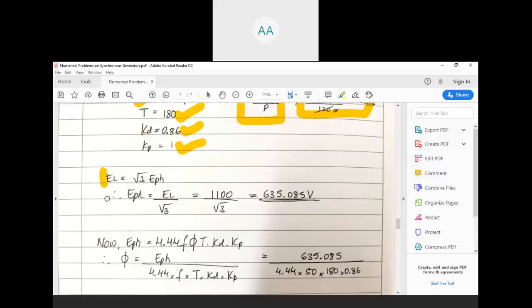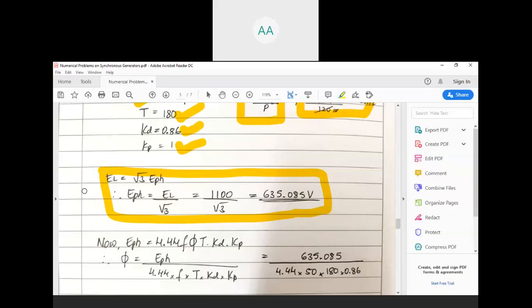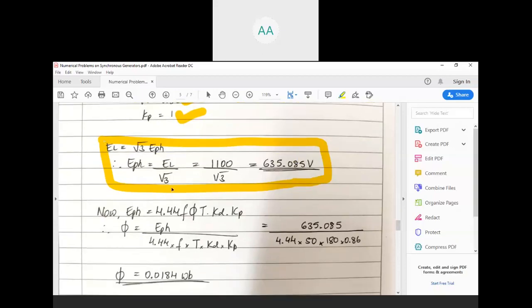So EL equals root 3 into EPH. The formula is for EPH, so from the EL that has been given, EPH has to be found. This is how you can find EPH, which comes to 635.085. This is one thing you need to remember.